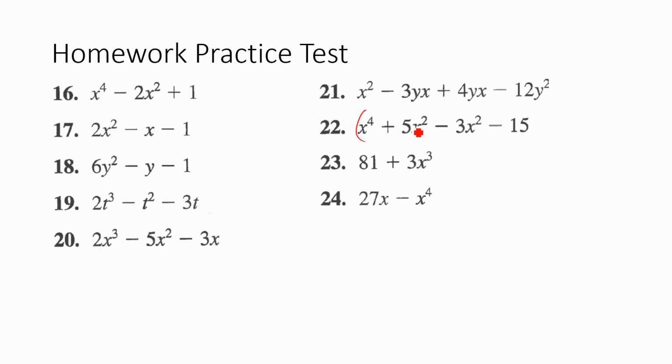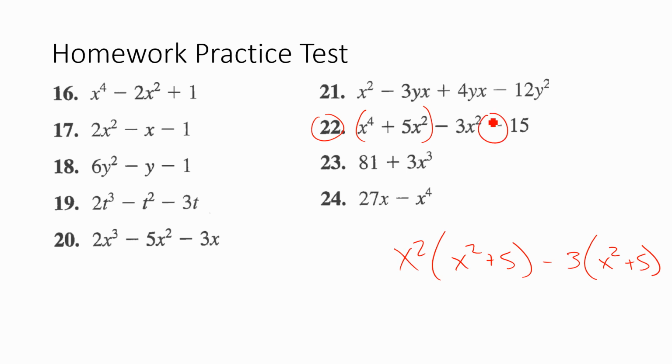Let's factor by grouping on 22 as well. Pull an x squared out, we're left with x squared plus 5. We're going to pull out a negative 3, and so we're left with x squared plus 5, because a negative divided by a negative is a positive. So x squared minus 3, x squared plus 5.